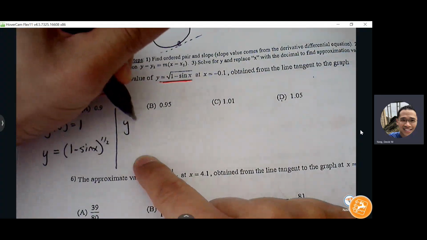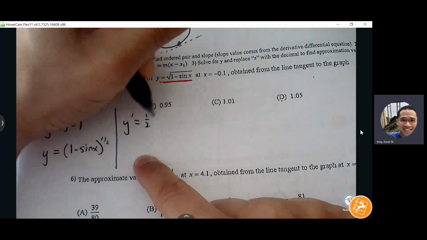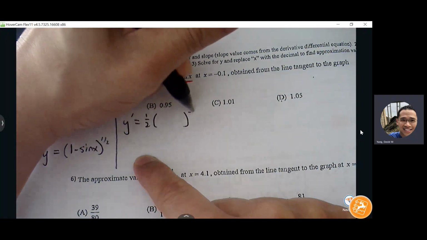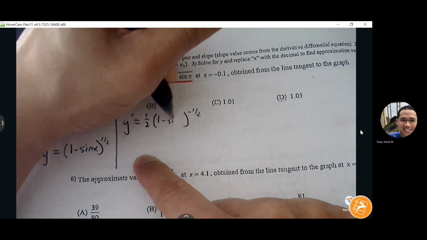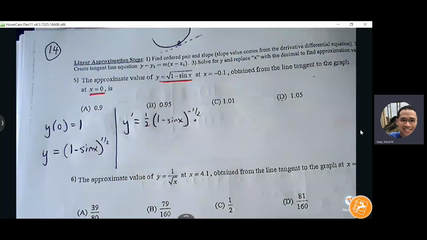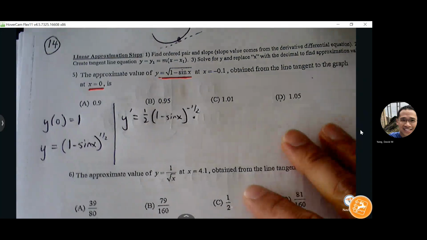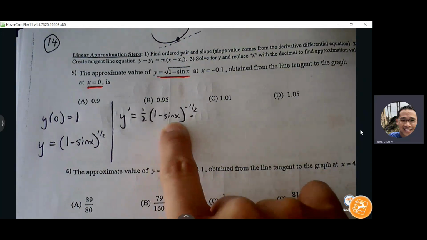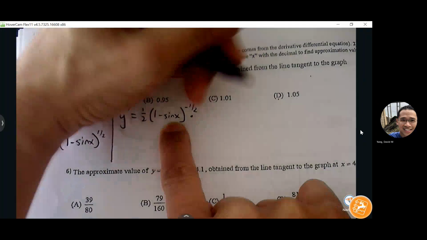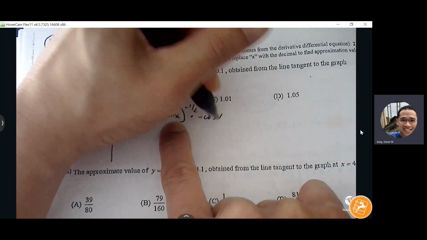y prime equals 1/2 parentheses to the negative 1/2. Multiply by the inner function's derivative. Negative sine x becomes what? Well, 1 goes to 0, right? Negative sine x becomes negative cosine of x, okay?